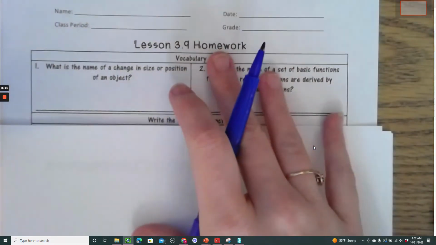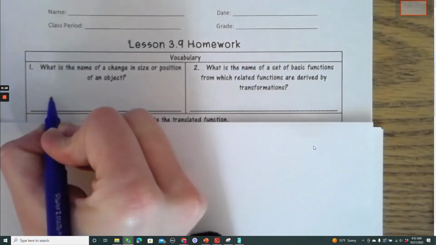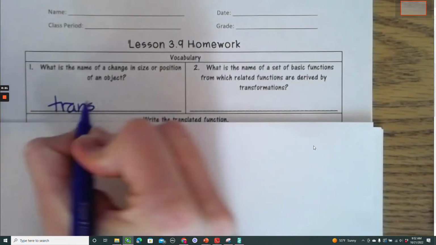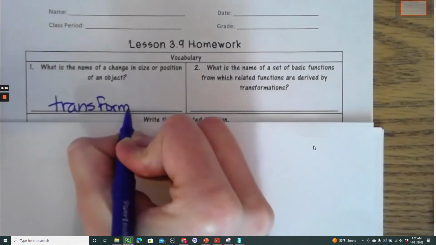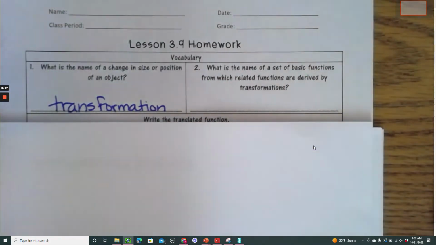So number one, what is the name of a change in size or position of an object? This is a transformation. So all of them, shifts, reflections, rotations, those are all considered transformations.